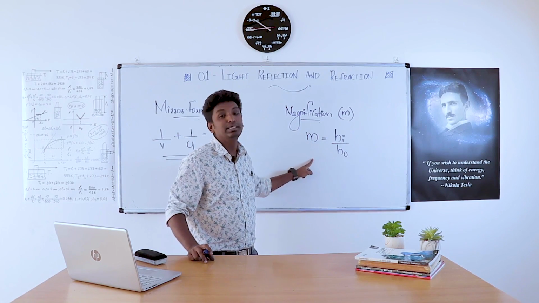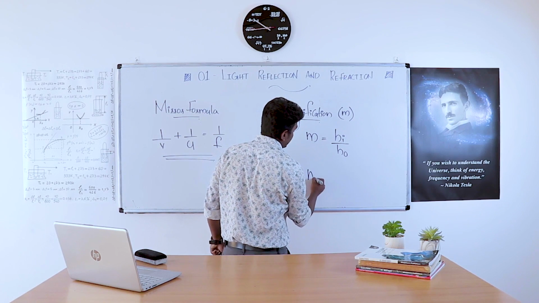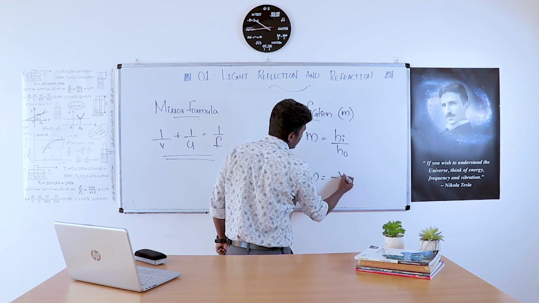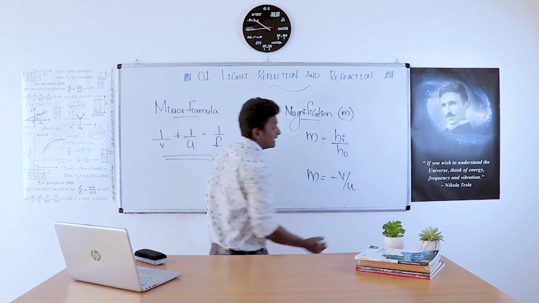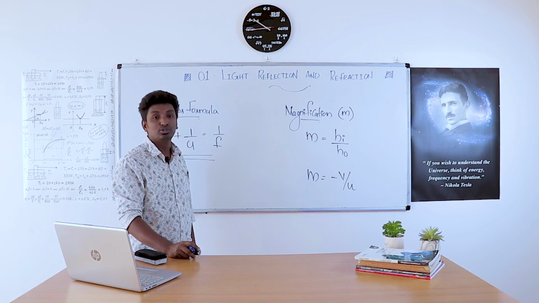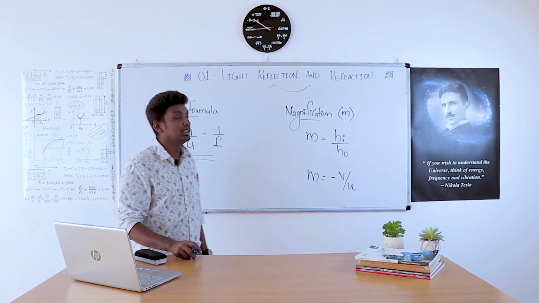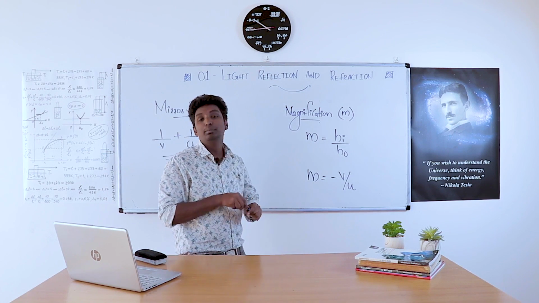So we can write m is equal to hi by ho. Otherwise, we can write m is equal to minus v by u. So two equations for magnification: m is equal to hi by ho and m is equal to minus v by u.